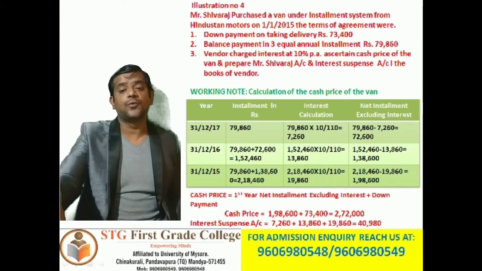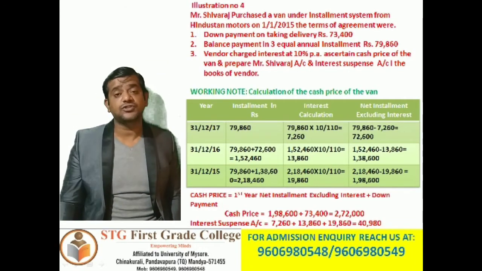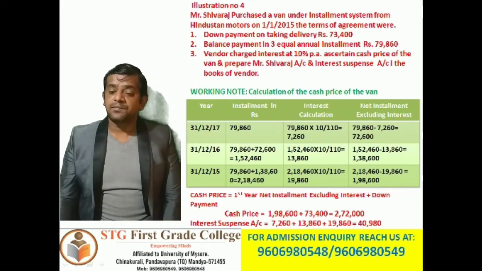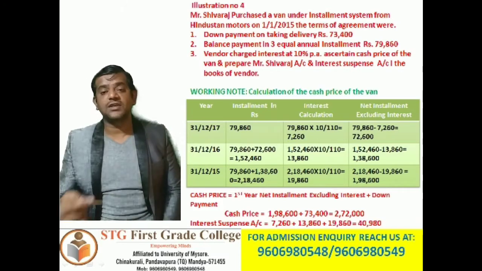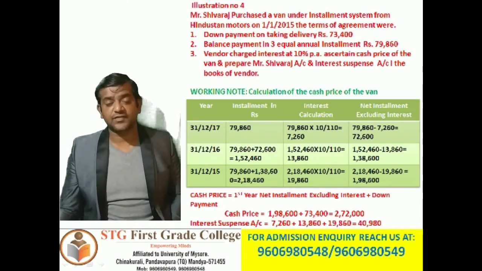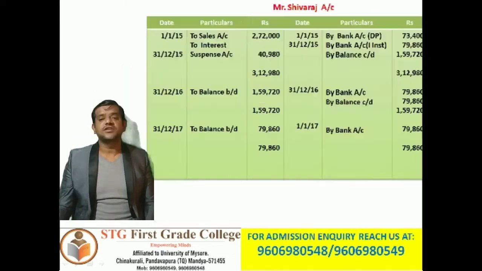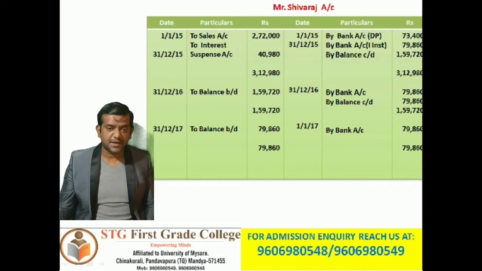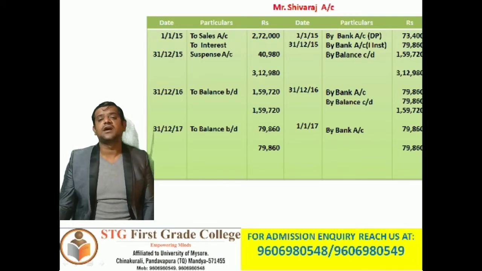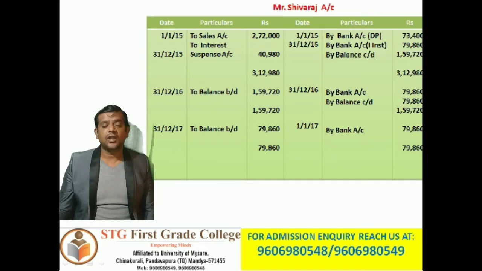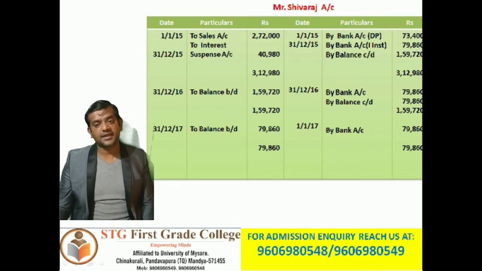So now let us open a journal and ledger books, which is very easy and very simple to solve. Once we are done with the working note, if you are perfect with the working note, preparation of ledger account is always easy. So this account we always start from the debit part. That is sales amount and interest suspense account we will consider. So open Mr. Shivraj account with 6 columns: date, particulars, rupees, date, particulars, rupees.